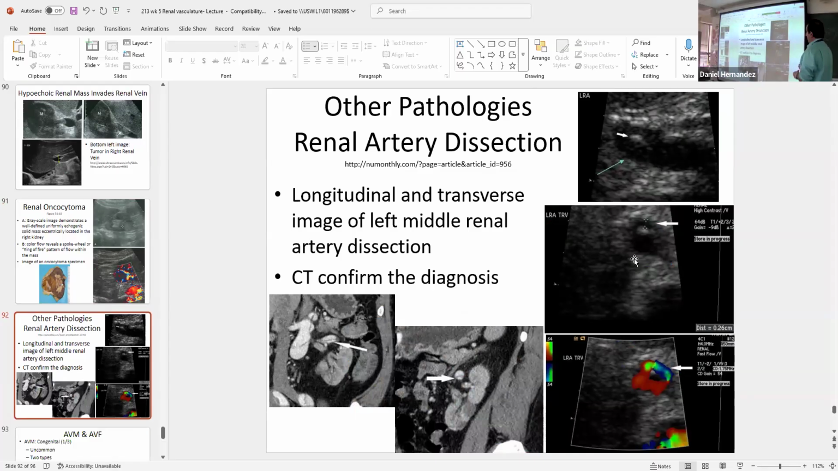Dissection could also potentially occur. So we could see potential renal artery dissection. You can imagine this would be very, very hard to diagnose with ultrasound. CT is much better for confirming that diagnosis. But with any dissection, we would look for the presence of a true lumen and a false lumen, an echogenic intimal flap, particularly transverse, cutting across the vessel.